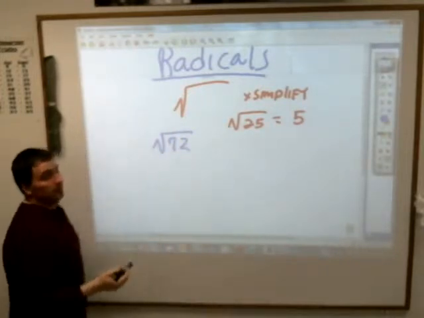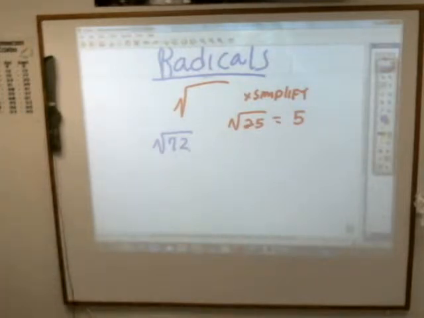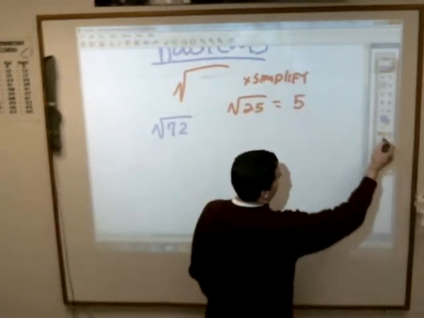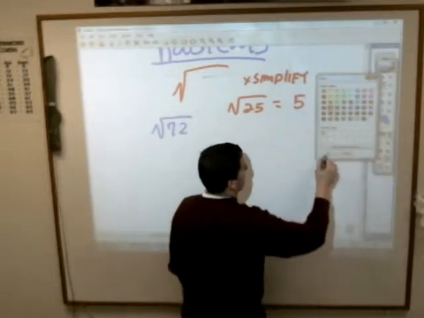There is no perfect square for that. It doesn't work out to one exact number times another number, but there is a way to simplify it. It's not a difficult thing to do, as are most things in math. It might be kind of confusing, but it's a couple of different steps.